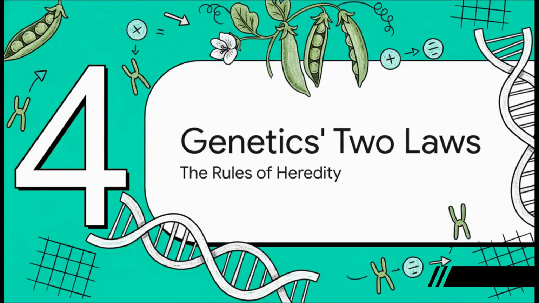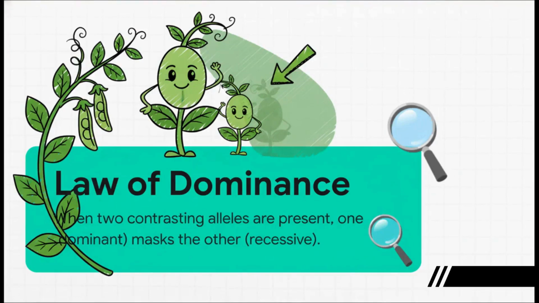Now, what's so amazing is that from this one simple experiment, Mendel figured out two of the most powerful and fundamental laws in all of biology. These are the rules that govern heredity. The first one is the law of dominance. This is the reason why all those F1 plants were tall, even though their genetic code was actually Tt. The dominant allele, that capital T, completely masks the effect of the recessive allele, the little t. The dwarf trait was still there in the genes the whole time, it was just hiding.